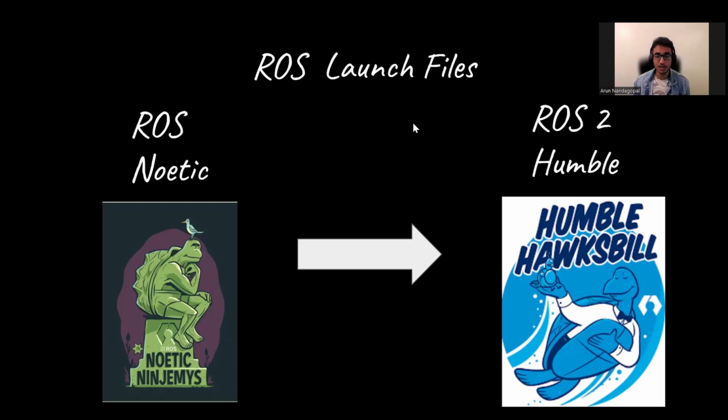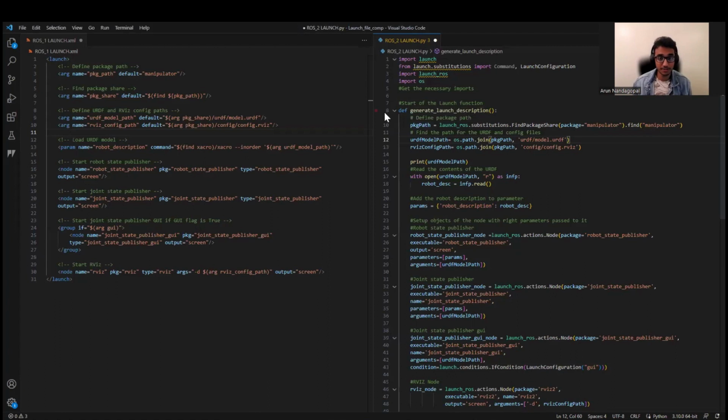One thing I found very interesting is that the launch file changed tremendously, compared to some other files such as URDF, which still remain the same. So I thought maybe I could share some insight into what the changes are from ROS Noetic to ROS Humble. So let's dive deep into the code.